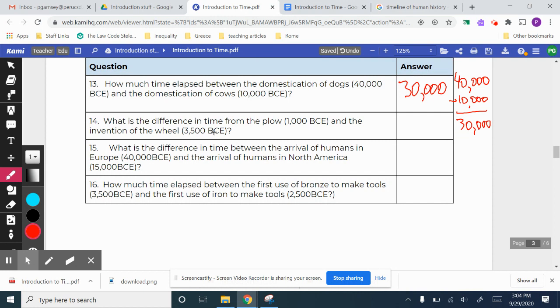Number 14, okay, same thing. We got two dates in BCE. What is the difference in time from the invention of the plow and the invention of the wheel? All right, we just take the bigger number, 3,500, subtract 1,000, and we get 2,500. It was 2,500 years from the invention of the wheel to the invention of the plow. So the wheel was invented first. All right, I would pause the video and complete 15 and 16.